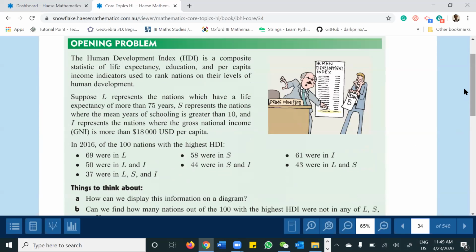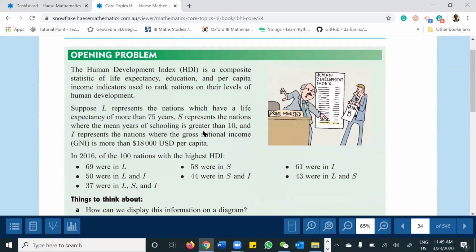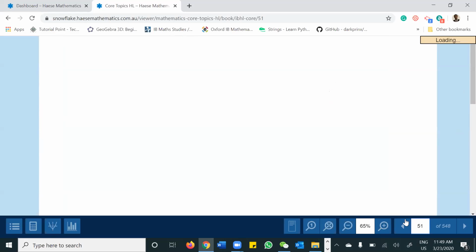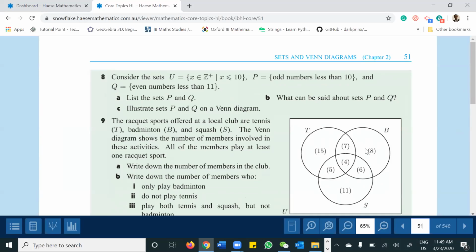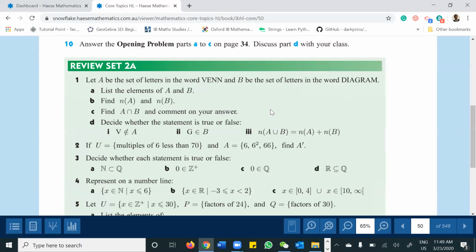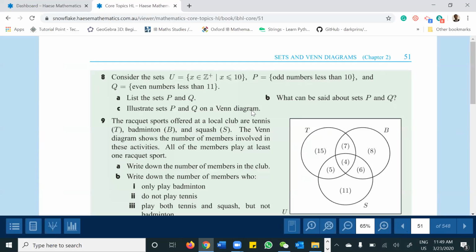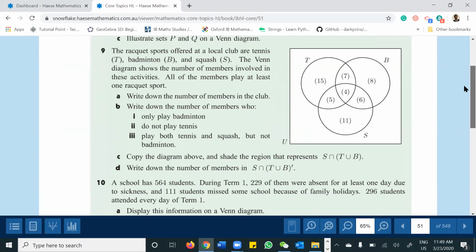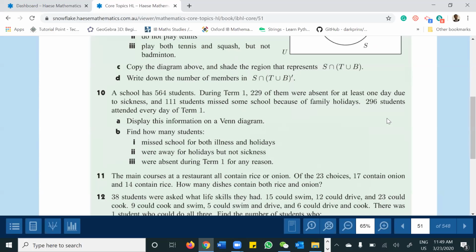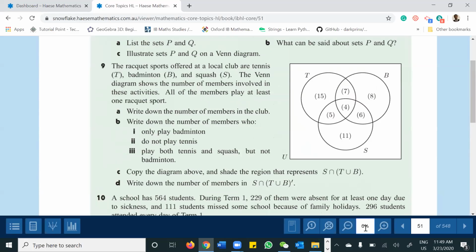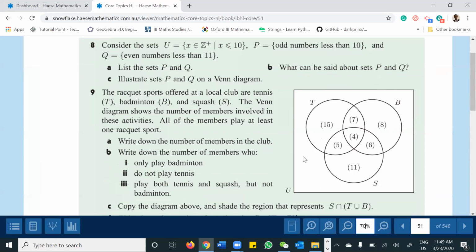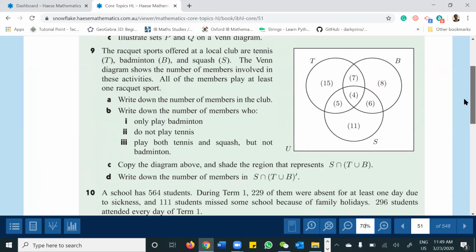So here is the open problem. Remember this? Can you guys remember the HDI problem that I posted? Yep, so this is where we got that. And I'll send in some of this also, so please check the WeChat group. So you may start with the first one, guys.